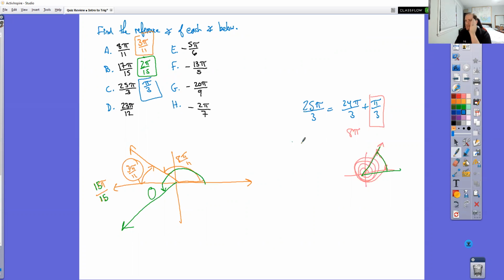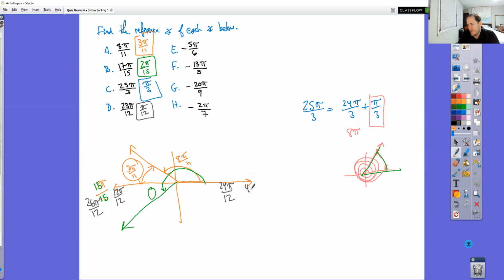23 pi over 12, reference angle is pi over 12. So if you haven't figured out the rule yet, all you really have to do is find the difference between the given angle and the nearest multiple of the denominator. Because with the pi's over 12, what do we got? This is going to be 12 pi over 12. Then 2 pi over here would be 24 pi over 12. If we chose to rotate around again, this would be up to 36 pi over 12.